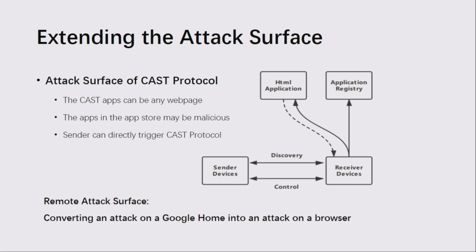After our attempts, we found that the CAST protocol has the following security risks. The CAST app can be any web page. The CAST app in the app store may be malicious, and senders can directly trigger a CAST protocol, which may even require no user interaction. Based on these security risks, we can turn an attack on a Google Home into an attack on a browser.